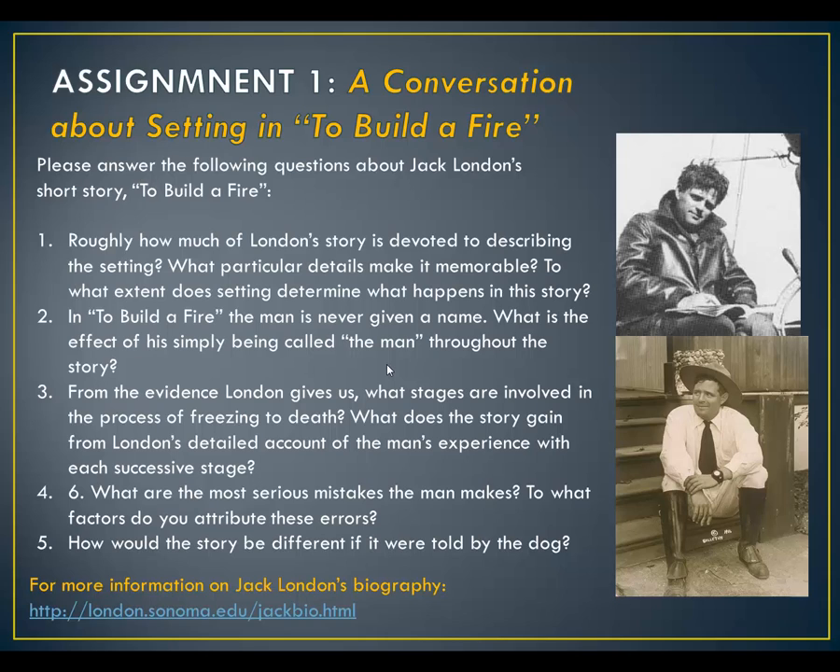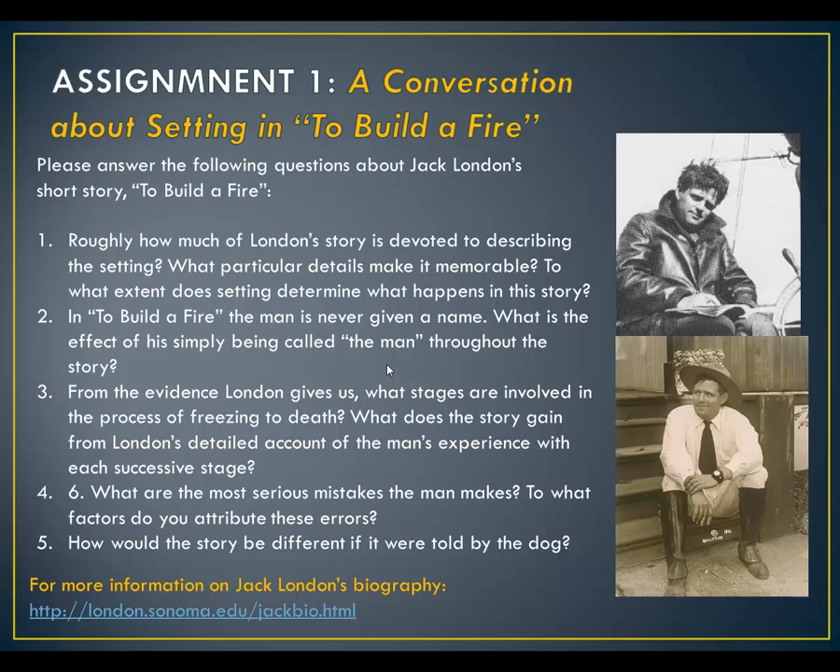In To Build a Fire, the man is never given a name. What is the effect of his simply being called the man throughout the story? And do you think the story would feel different if he were called by a name? From the evidence London gives us, what stages are involved in the process of freezing to death? What does the story gain from London's detailed account of the man's experience with each successive stage?